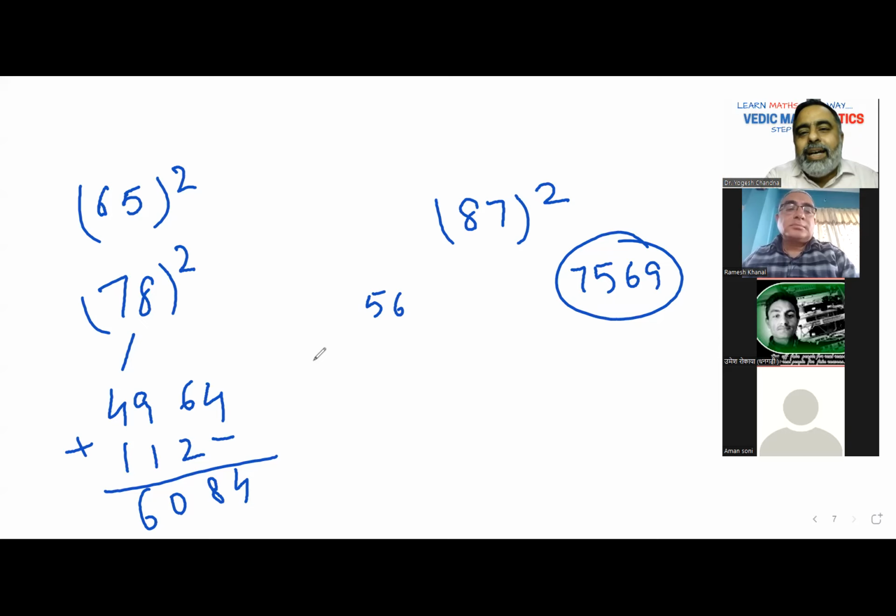Okay, good. Now yesterday also we asked, what is the largest two-digit number? 99. So what is 99 square?